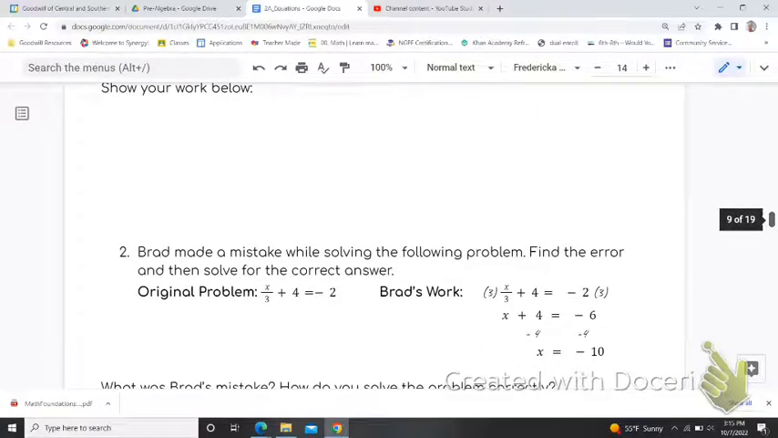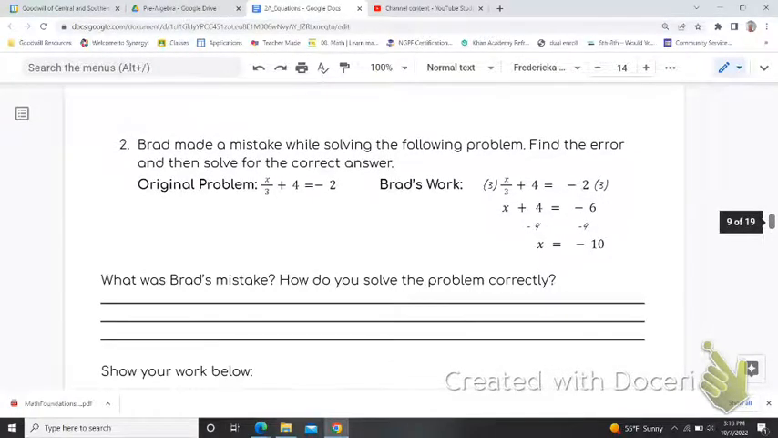Now, let's think about what Brad did wrong here. Sometimes it's hard to look at other people's stuff. So, there's really a couple ways that Brad could have done this problem, but what he did is not right. He multiplied first, but the 4 was not a part of the fraction. So the way I've shown you, we would have subtracted 4 first, because the 4 is not part of the fraction.